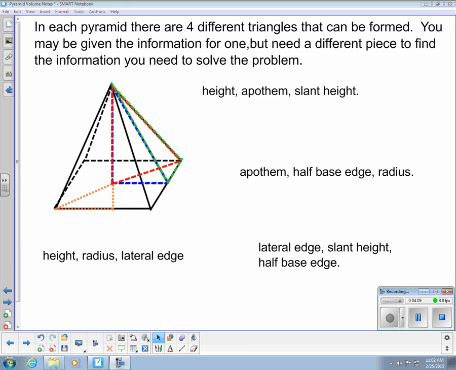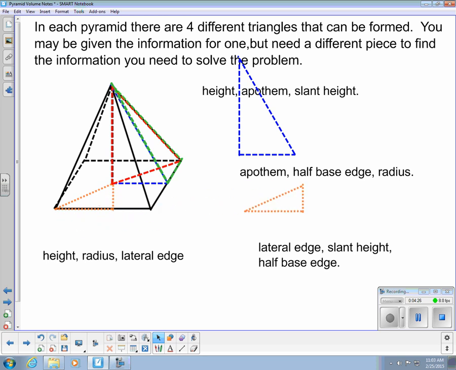So we have one right triangle where we have a height, an apothem, and a slant height. And that's this blue one here that you can see back in the picture. We have an apothem, half the base edge, and a radius.